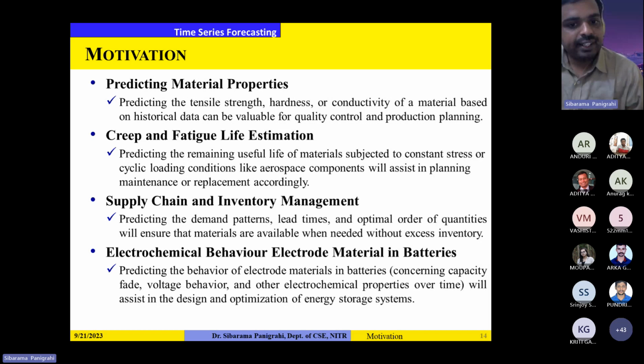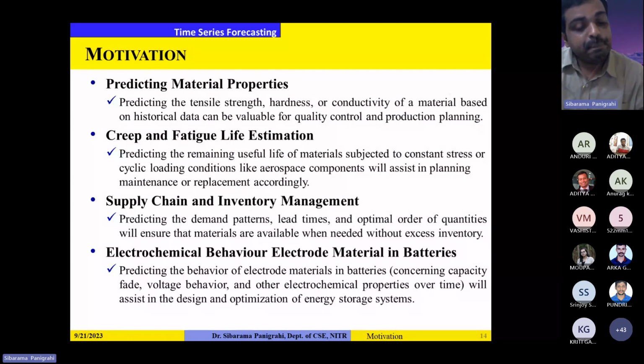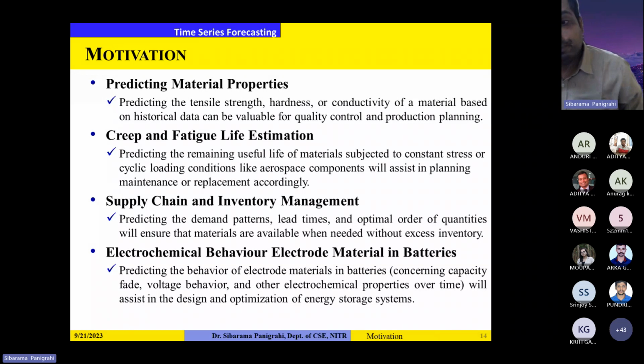If you can predict the lifetime of a material subjected to constant stress or cyclic loading conditions like aerospace components, it will assist planning, maintenance, and replacement accordingly. If you can predict the demand pattern, lead times, and optimal order quantities, you can efficiently manage the inventory without keeping excess quantity or without keeping under quantity.